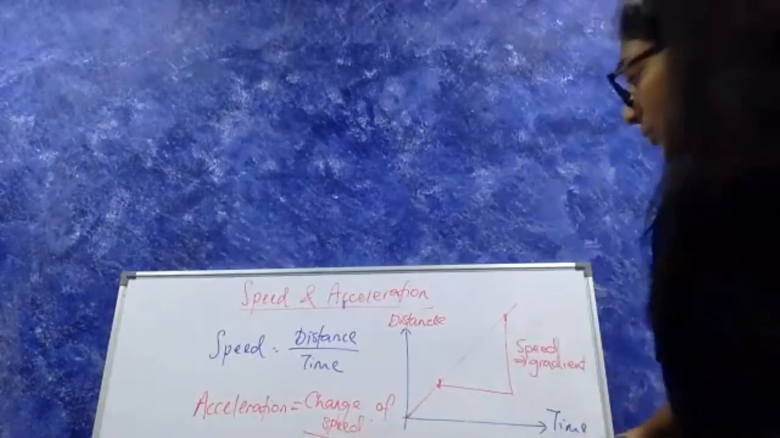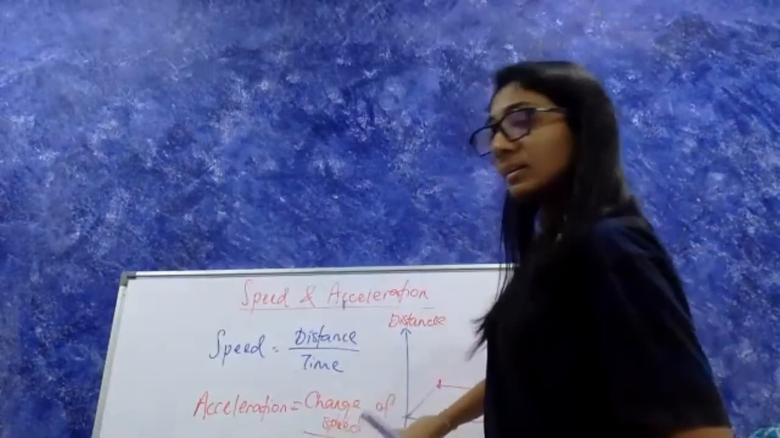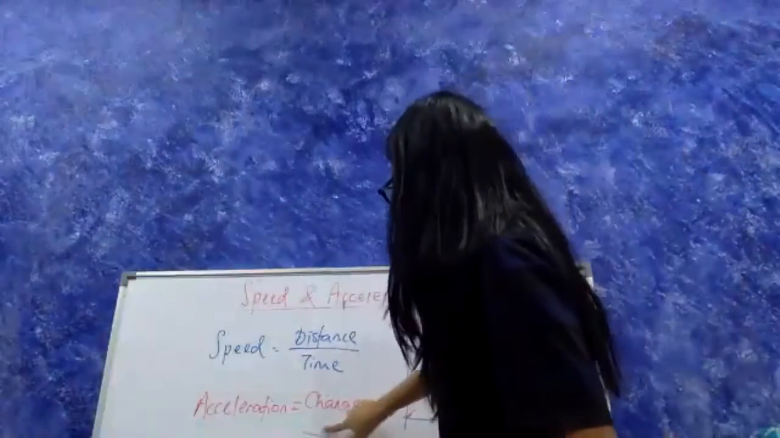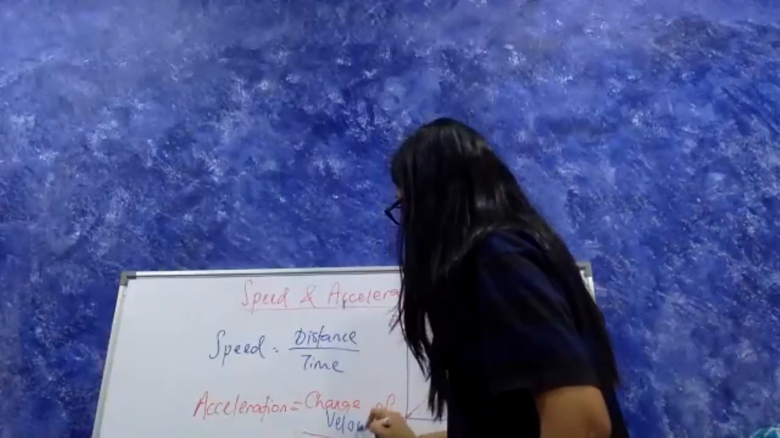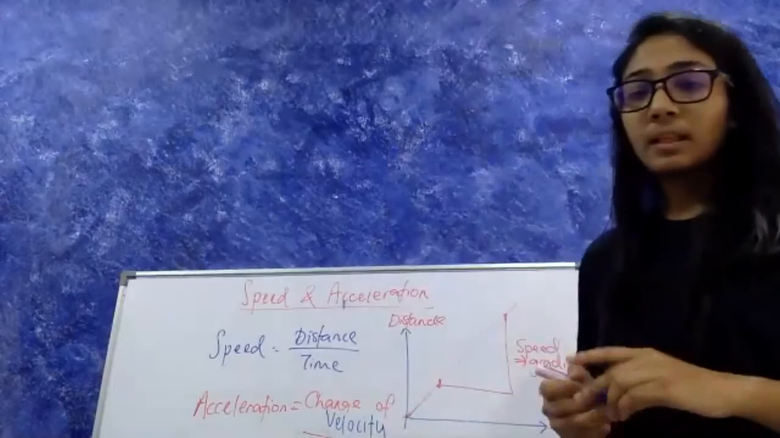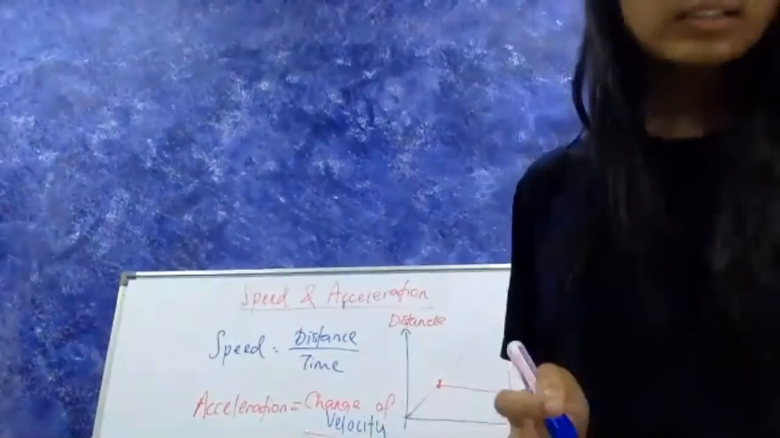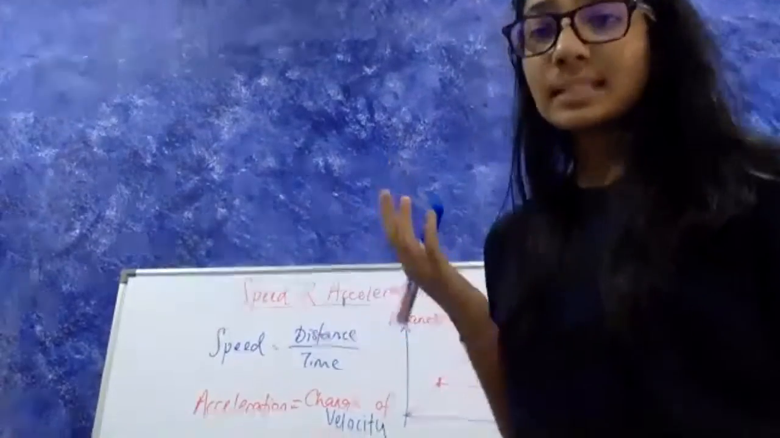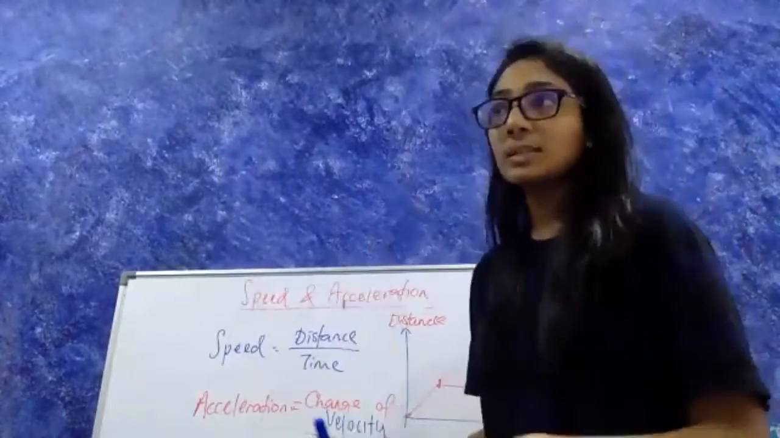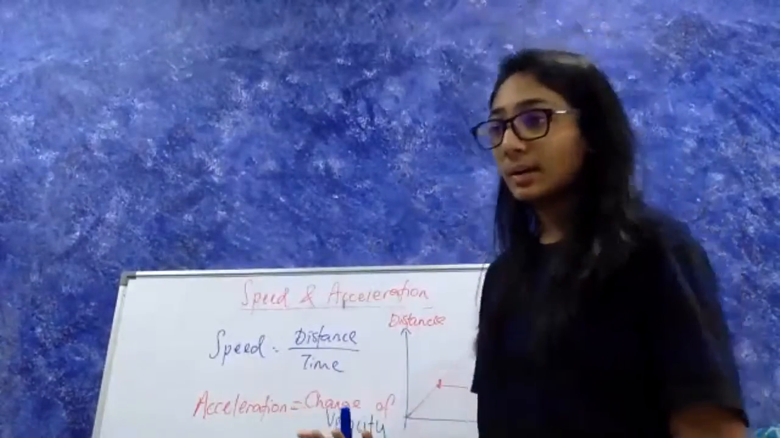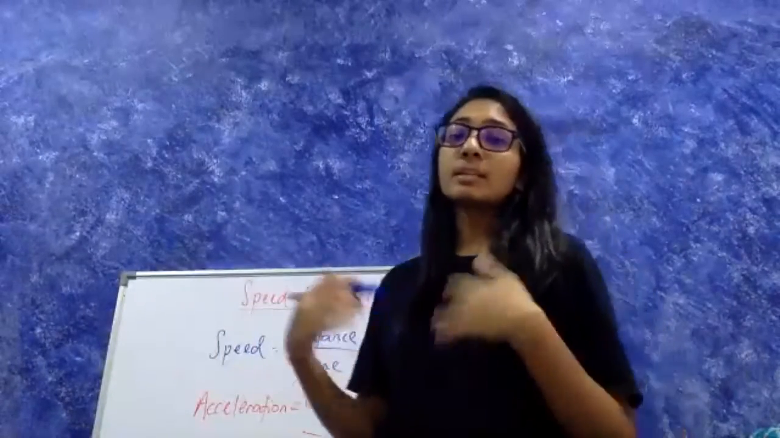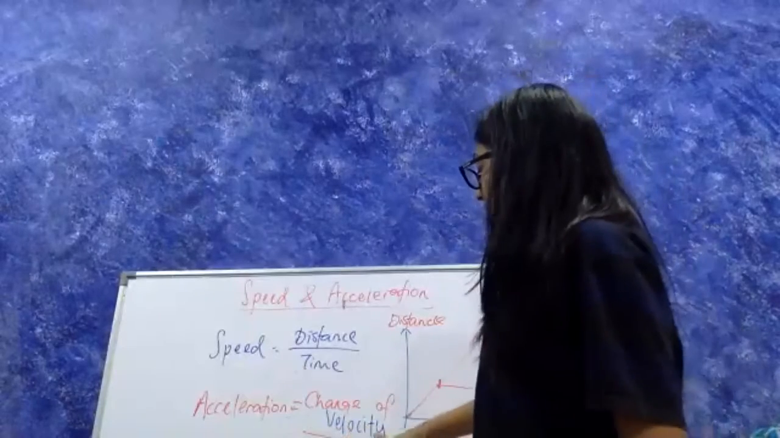But one thing we have to change here is we don't use speed, this is terminology. We use velocity. Why do we use velocity? There's a difference between speed and velocity when it comes to terminology. When we look at speed, it's just magnitude. It's just 20 kilometers an hour, 60 kilometers an hour, 100 kilometers an hour. But when we look at velocity, we're looking at direction. 20 kilometers an hour heading north, 50 kilometers an hour heading south. So we look at acceleration as change in velocity.